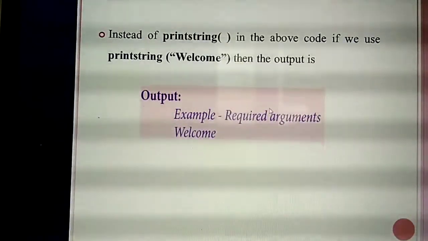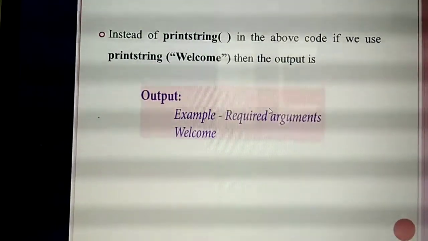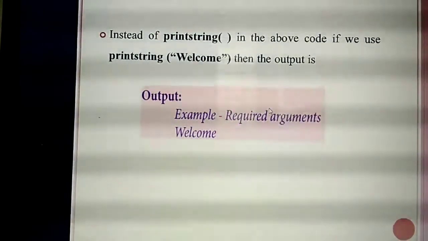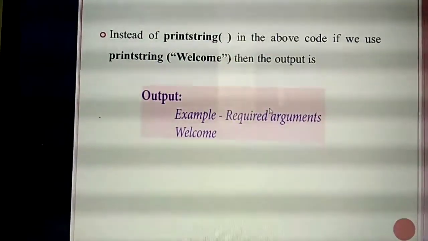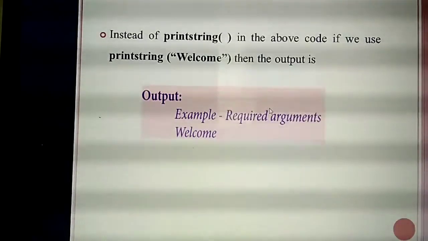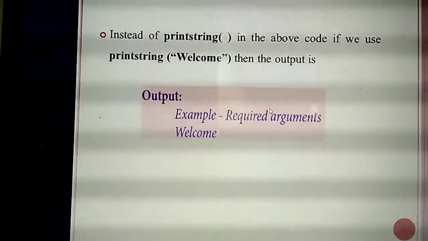See, the first line you get as output is example required arguments, which is the first line you give in the print statement. In the place of str, I said welcome. So if you give welcome, you will get the output welcome. If you give hi, you will get the output hi. Understand about the required arguments?